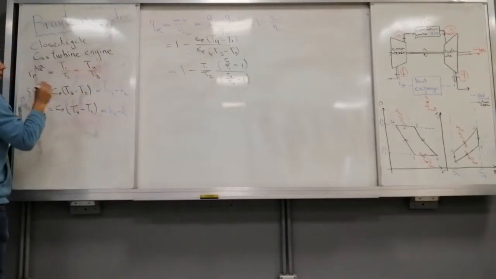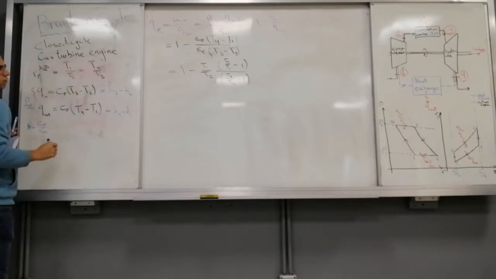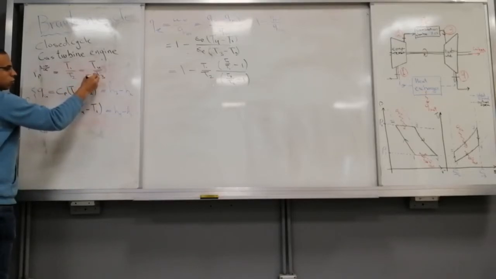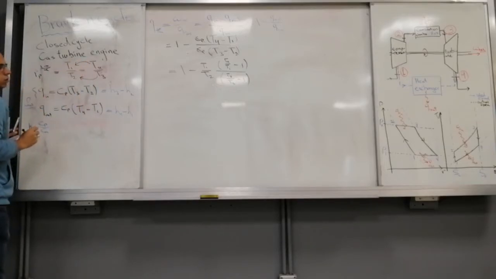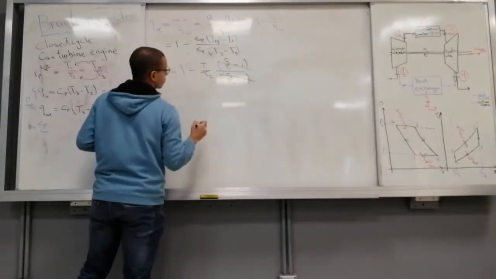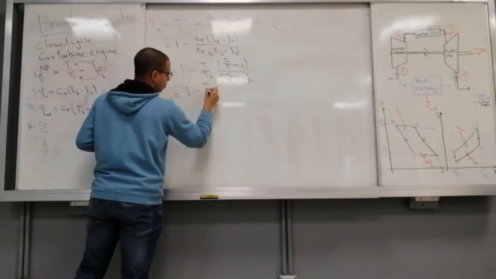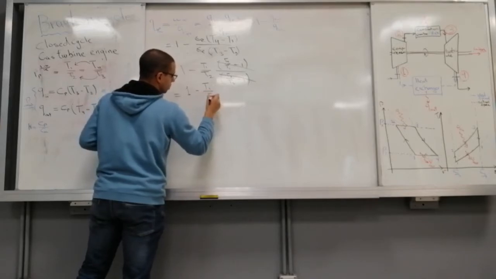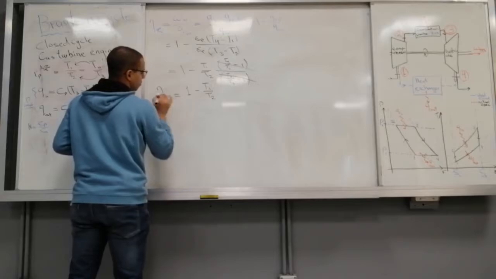From this law, we can detect that since T1 over T2 equals T4 over T3, then T3 over T2 is equal to T4 over T1 from the proportionality laws. And subtracting 1 from both sides, those two quantities are the same. We're left with 1 minus T1 over T2. This is the thermal efficiency of the Brayton cycle.